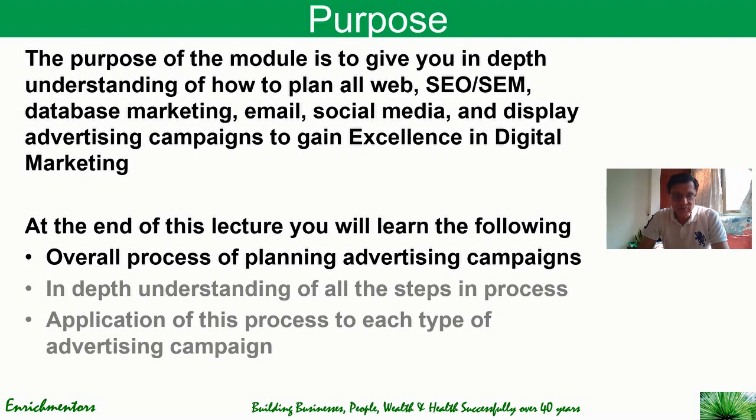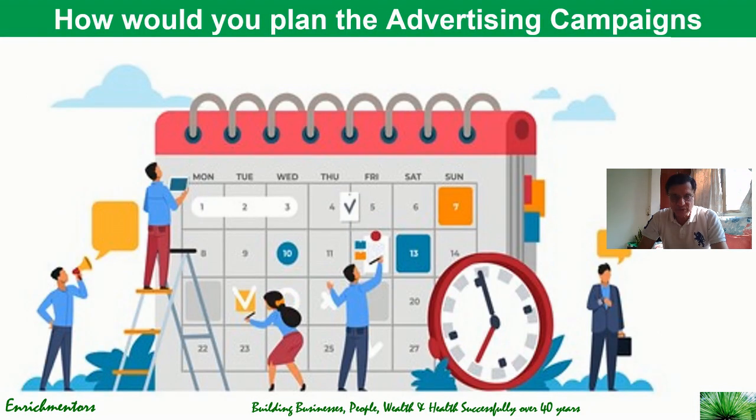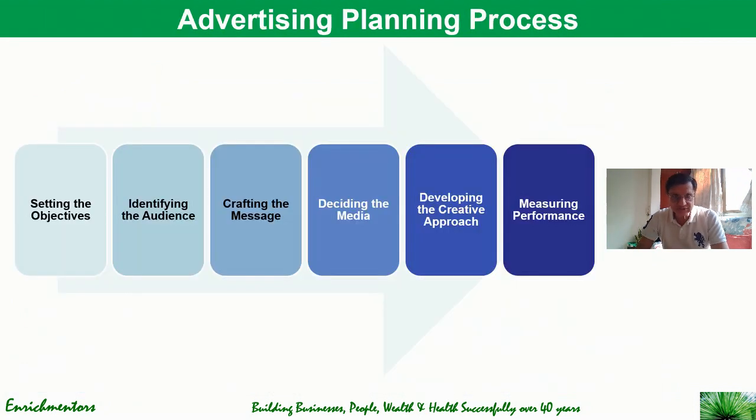So, any thoughts on how would you plan the advertising campaigns on digital media that we mentioned in the last slide? Any thoughts? See, the process is what you see here on your screen now. You need to start by setting the objective. What is it that you want to achieve as a result of doing this advertising on the digital platforms, be it email marketing, be it social media, be it SEM? So what you need to do is to first set the objectives, and we will talk about how you can set the objectives. What is it that you want to achieve?